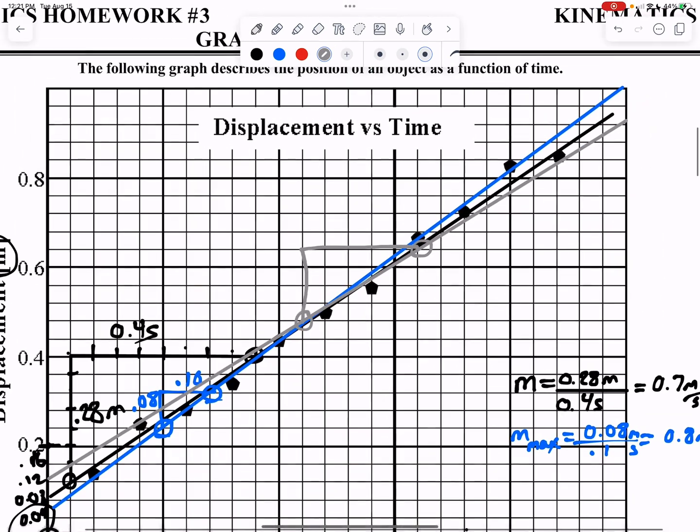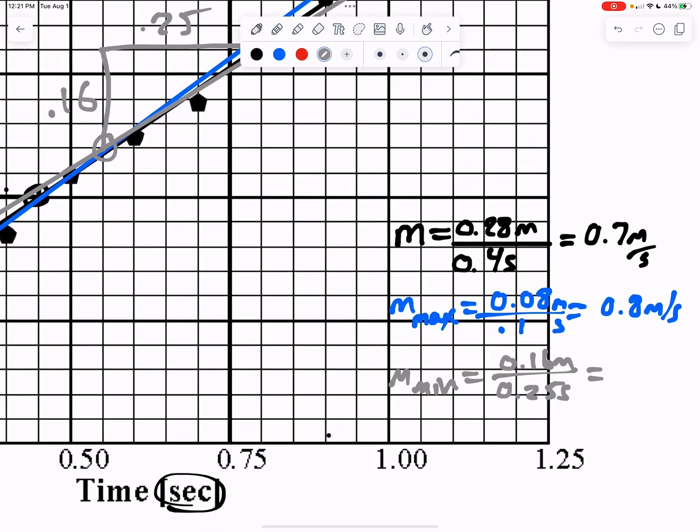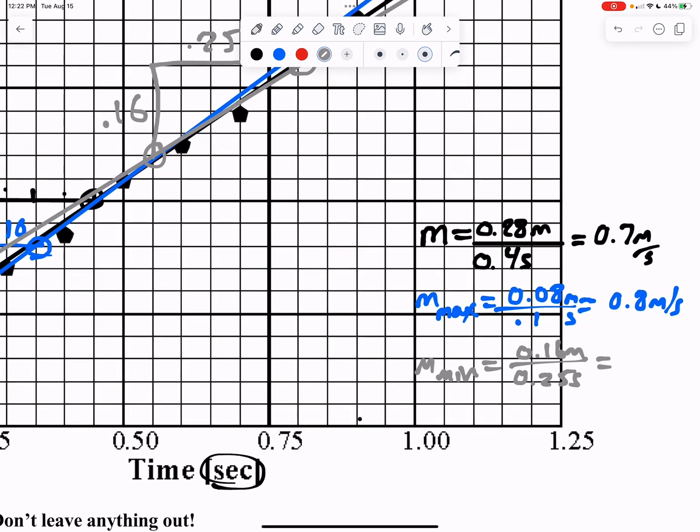So you can see I have 4 rise boxes. So 4 times 0.04 gives me a rise of 0.16. In a run, 1, 2, 3, 4, 5 boxes times 0.05 is 0.25. And my min slope would be 0.16 meters over 0.25 seconds. 0.16 over 0.25, and I get about 0.64 meters per second.